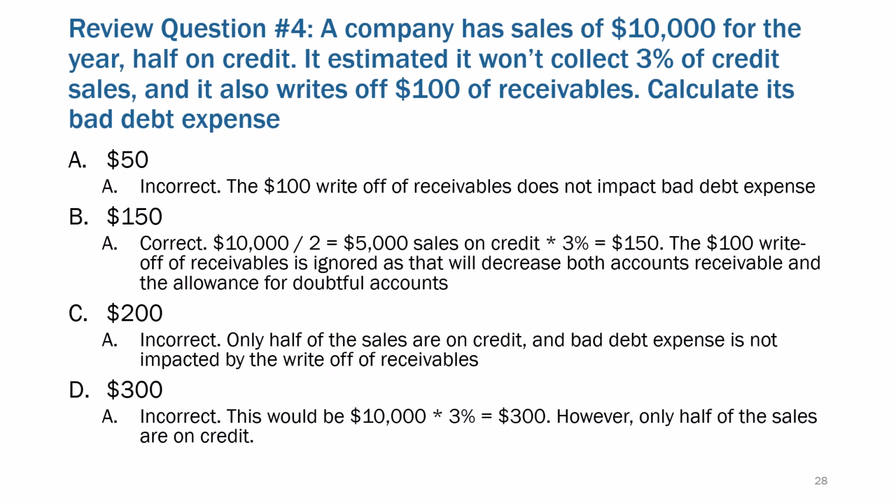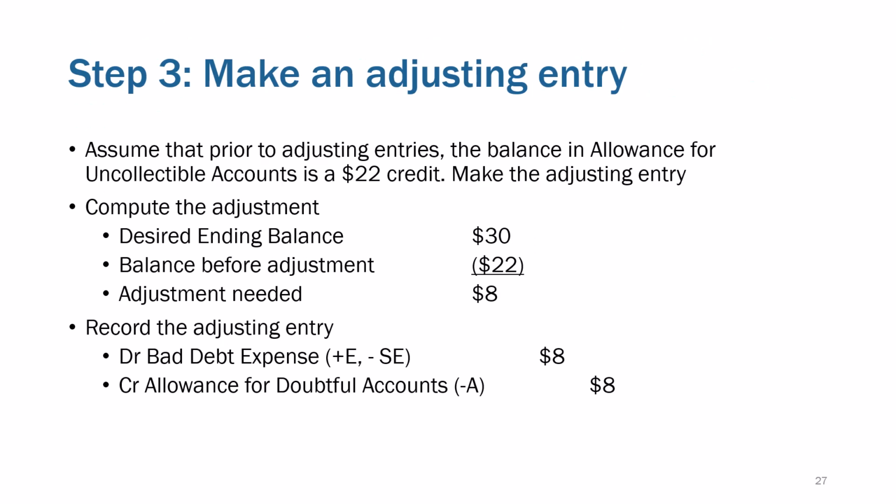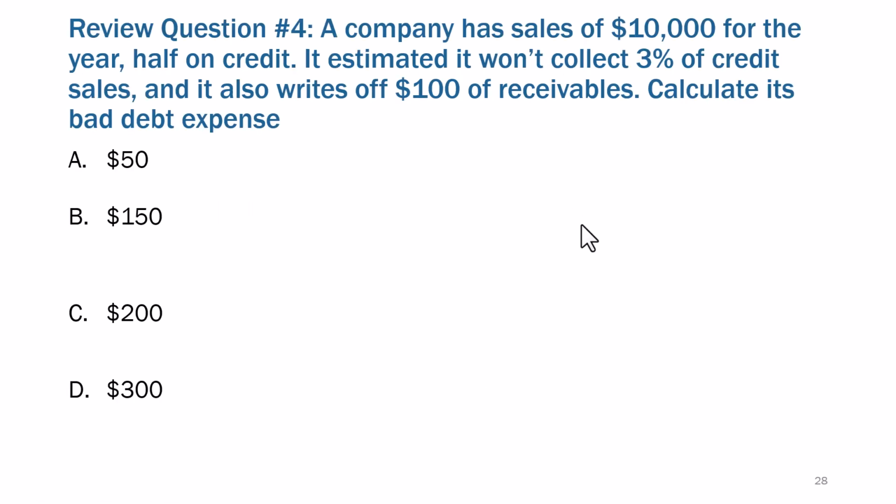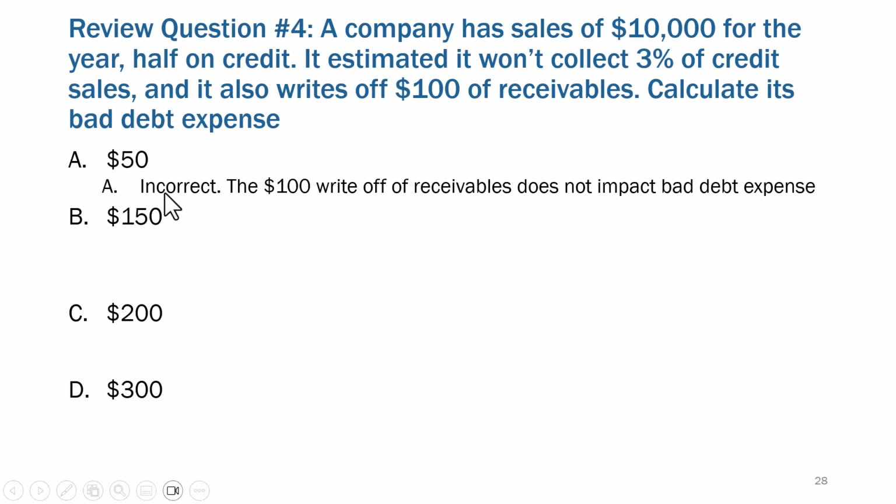The review question right here, review question number 4, says if a company has sales of 10 grand for the current year and half are on credit, if it estimates it won't collect 3% of credit sales and writes off $100 of receivables, calculate the bad debt expense. Well, whenever you're seeing the percentage of credit sales, that's really easy. You don't have to worry about what's in the allowance for uncollectible accounts. You don't have to worry about write-offs or anything like that. You just say, what are my sales on credit? And then multiply them by the percentage. So the answer is not $50.